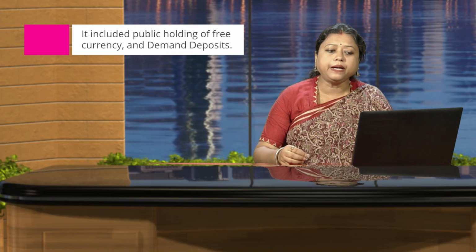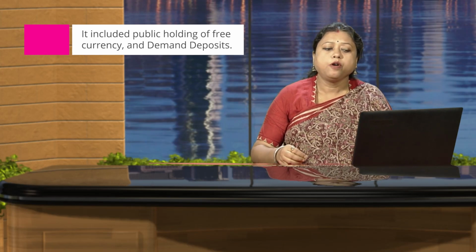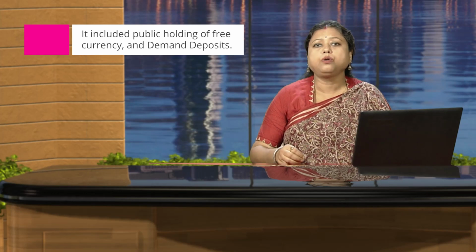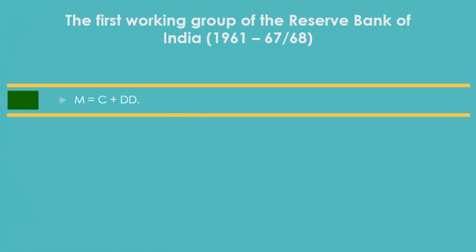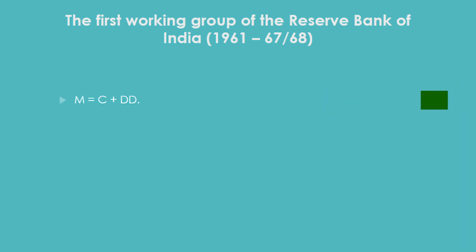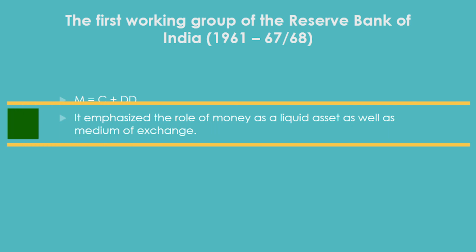It basically included the public holdings of currency and also the demand deposits. So as you can see in the slide, M here denotes the money supply, while C denotes the currency that is there in circulation in the economy, and DD basically emphasizes the demand deposits. So here we find that the money supply measure, as pioneered by the first working group of the RBI, emphasized the role of money as a liquid asset as well as a medium of exchange.